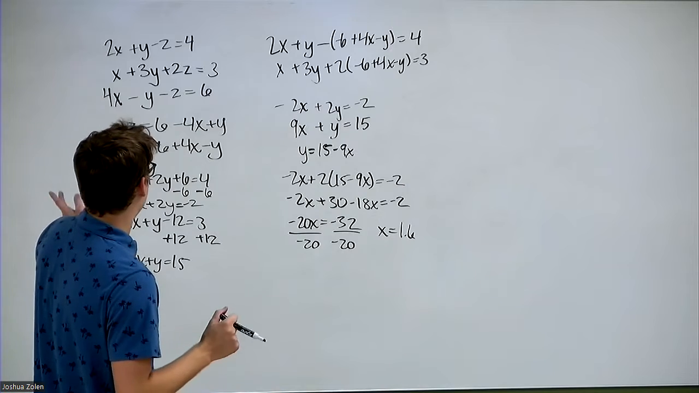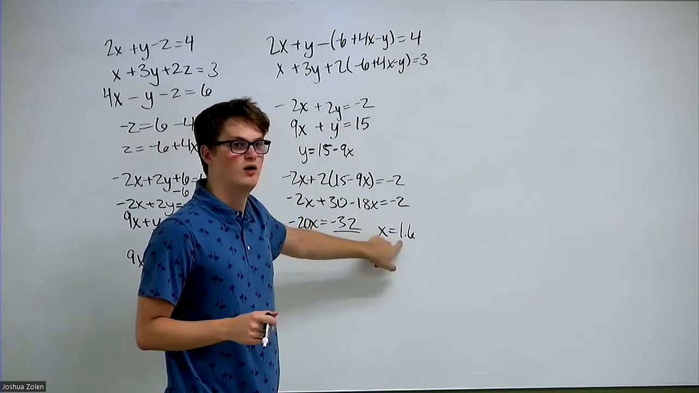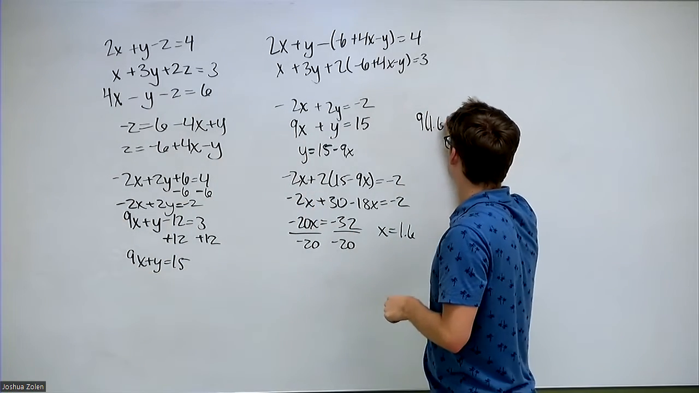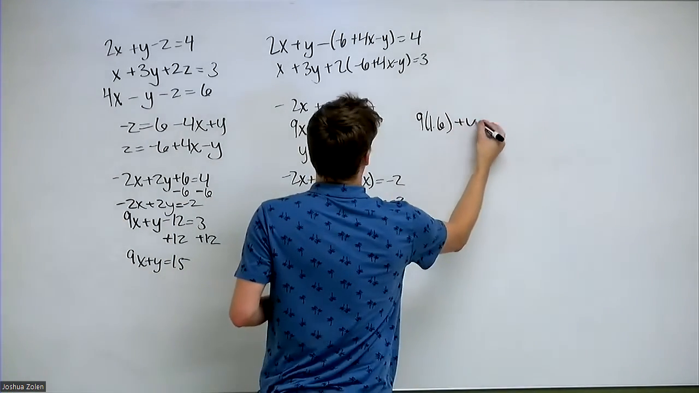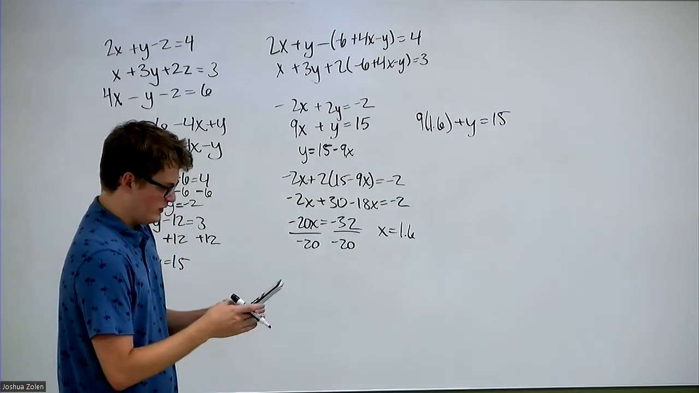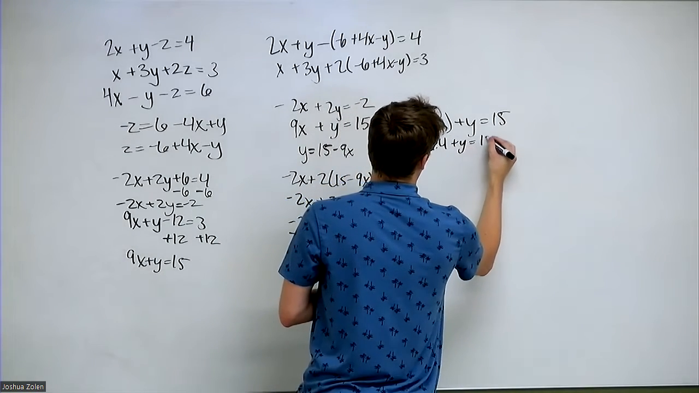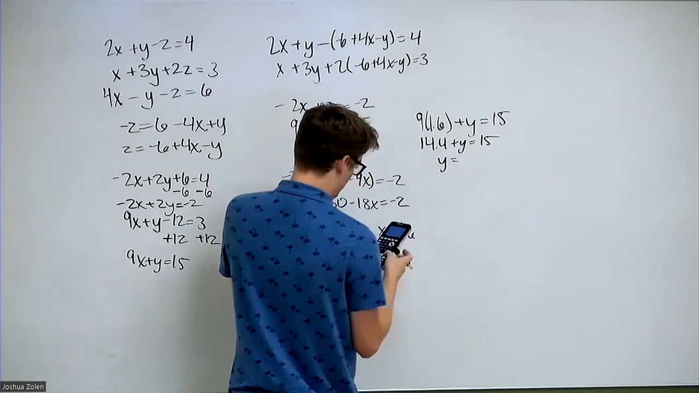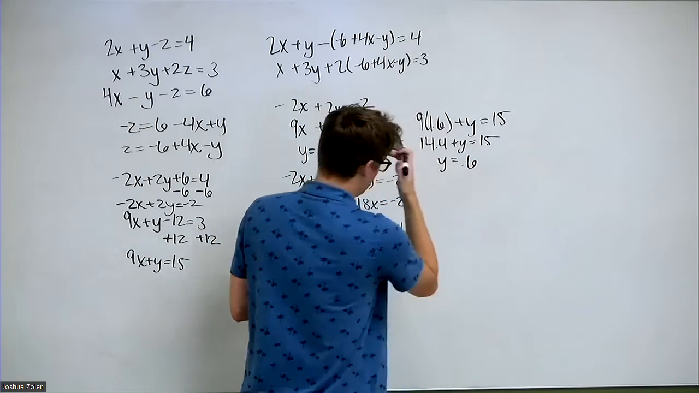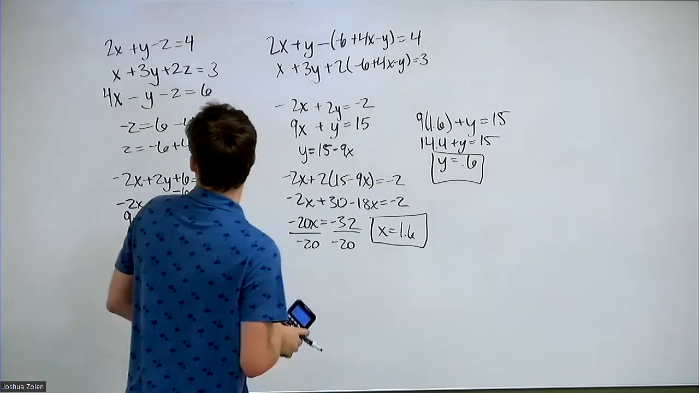Okay, so now we're just going to take any of these equations that we worked with. Let's actually do this one. We're going to plug in 1.6 for x. So we have 9 times 1.6 plus y is equal to 15. 9 times 1.6 is 14.4. And then we'll subtract 14.4 from both sides. And that gives us 0.6. Okay, so we have x is 1.6, y is 0.6.